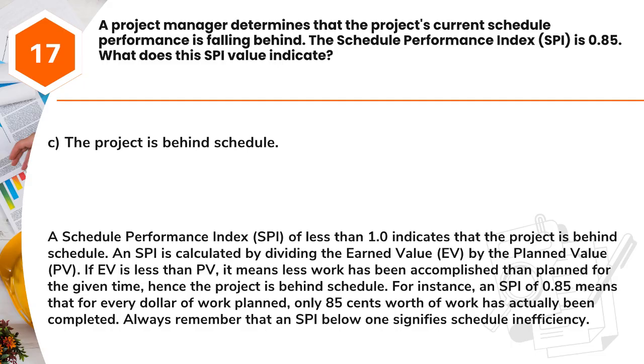For instance, an SPI of 0.85 means that for every dollar of work planned, only 85 cents worth of work has actually been completed. Always remember that an SPI below 1 signifies schedule inefficiency.